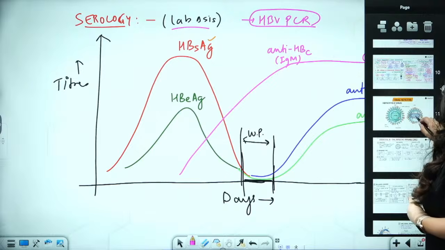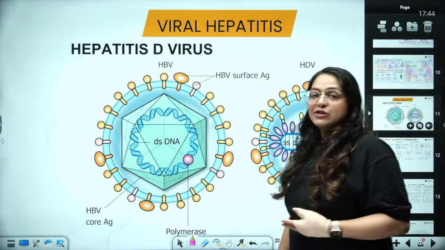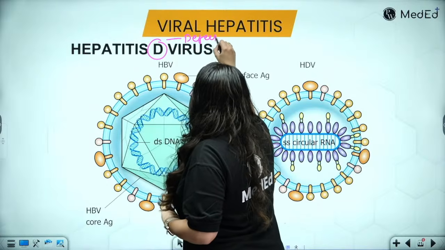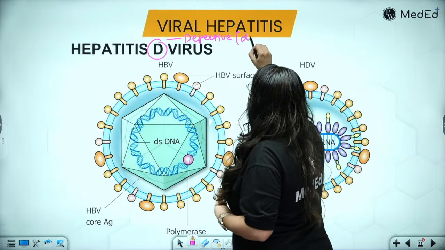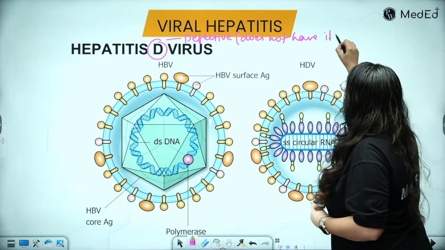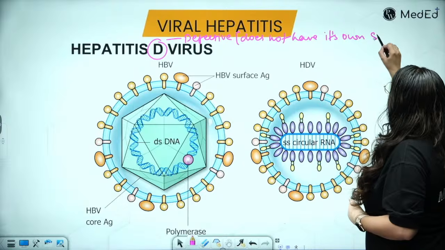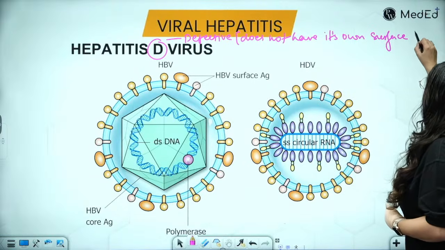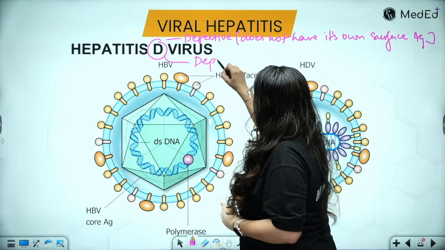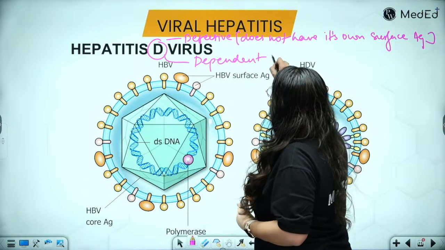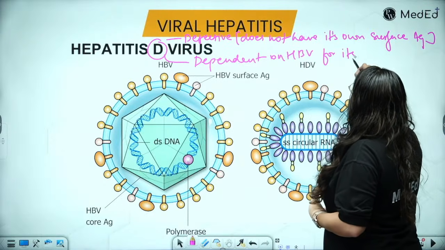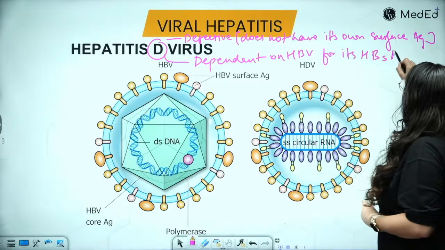Now let's talk a little about the hepatitis D virus. So like I said, hepatitis D is defective and it is dependent. It is defective because it does not have its own surface antigen. Therefore, for this surface antigen, it is D for dependent. It is D for dependent on whom? On the hepatitis B virus for its hepatitis B surface antigen.